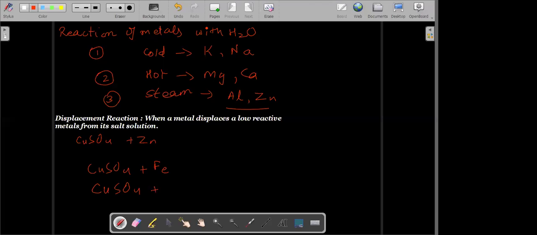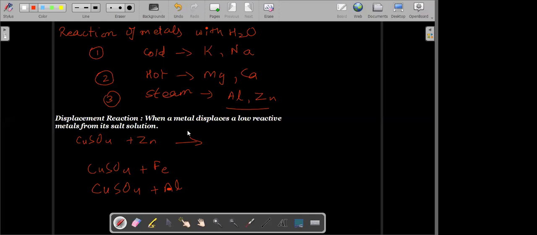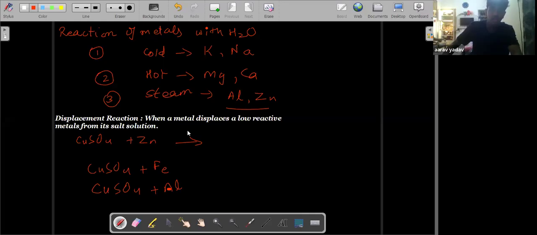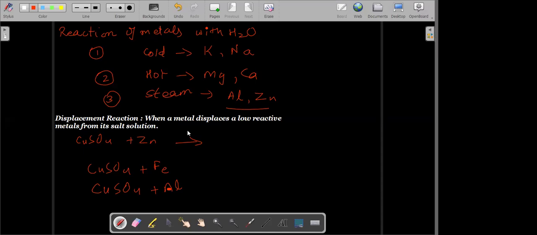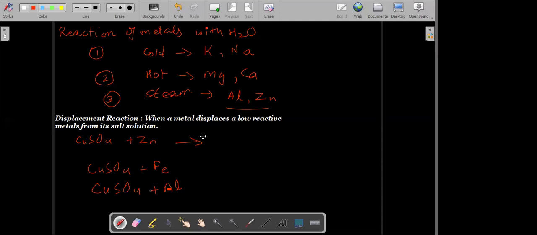Okay, can you name the products here in all of them? Arav, what is the product formed in the first case? Sir, CuZnSO4. We obtain Cu, copper, plus ZnSO4.